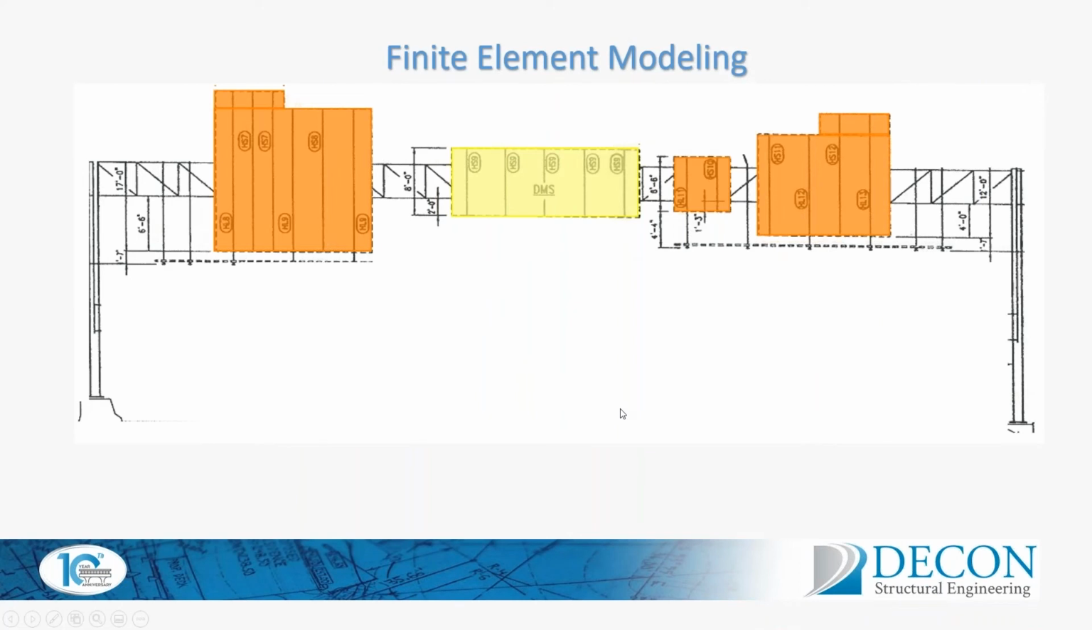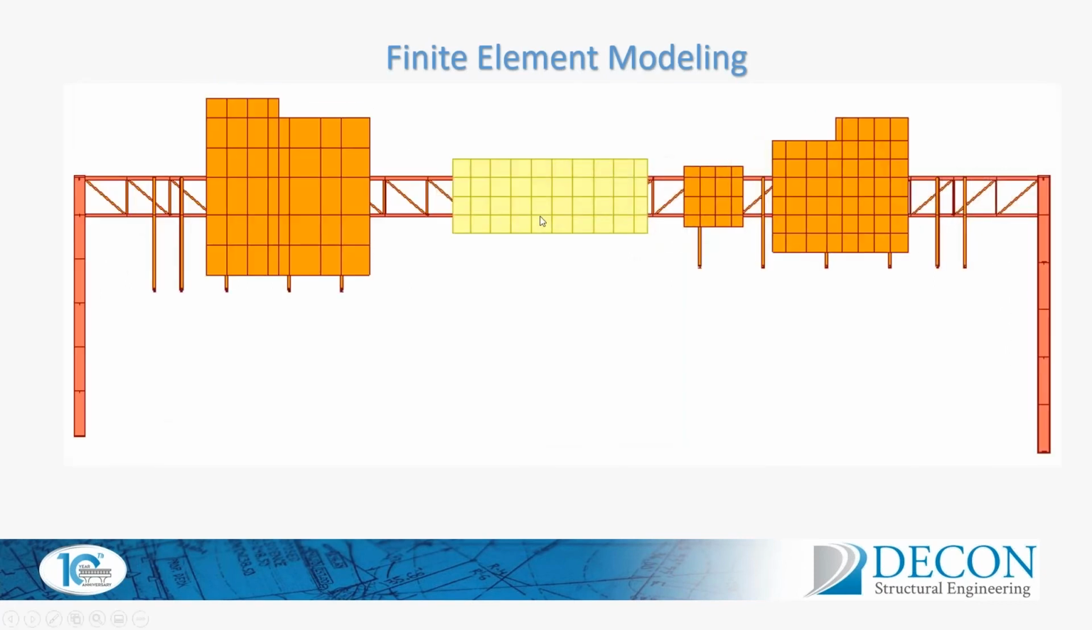This one is the front elevation of the plans of the sign structure from the plans that we got from the client. We have highlighted the sign panels with orange and DMS with yellow. You can see this is the finite element modeling that we got from MIDAS for the same structure. You can see the level of precision that we were able to achieve with MIDAS, both aesthetically and geometric wise for this particular structure.